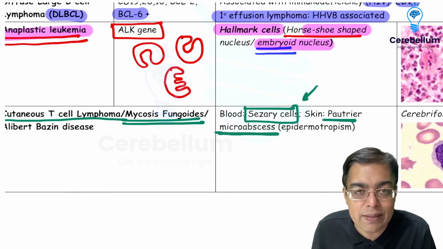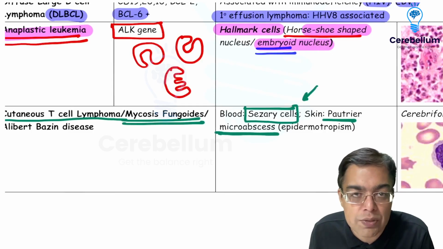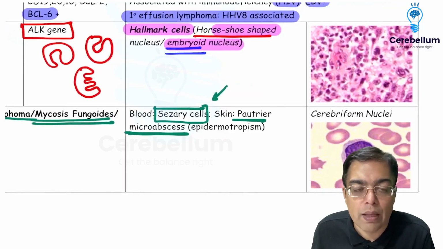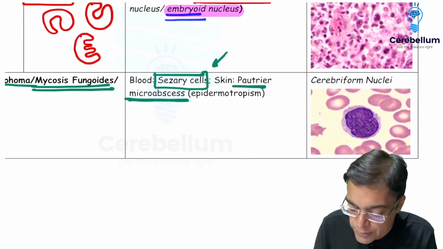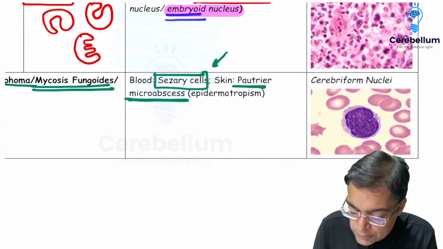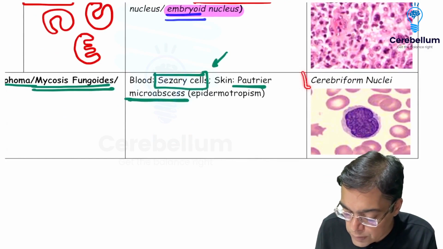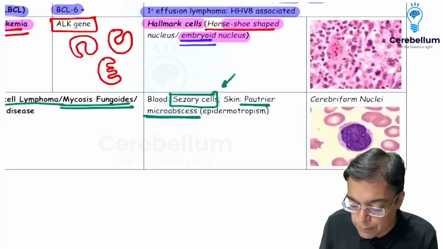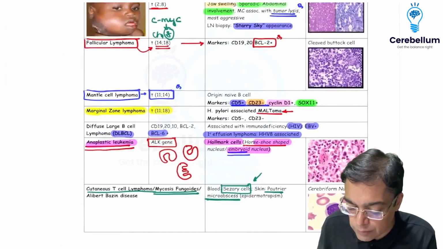So Sézary cells, when they enter into the systemic circulation, and when there is going to be involvement of the skin, that is called as Pautrier's microabscess. This kind of a condition, mycosis fungoides, would be characterized by the presence of the cells which are going to be having the presence of a cerebriform nucleus. Cerebriform nucleus. So these are the important examples of the non-Hodgkin lymphoma that we need to keep in mind.